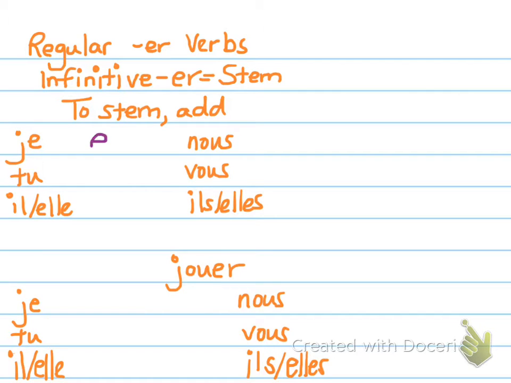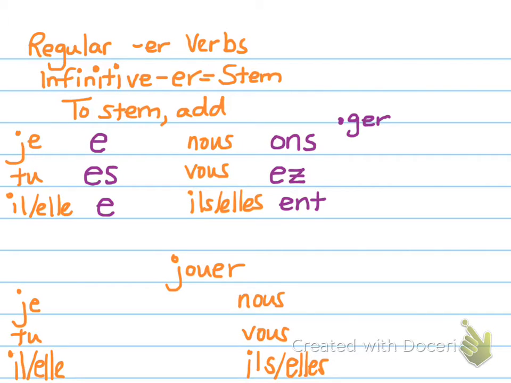For je, you're going to add an E. For tu, you're going to add ES. For il or elle singular, you're going to add an E. For nous, you're going to add ONS. For vous, you're going to add EZ. And for ils and elles pluriel, you're going to add ENT. Remember, for GER verbs in the nous form, you're going to add EONS.